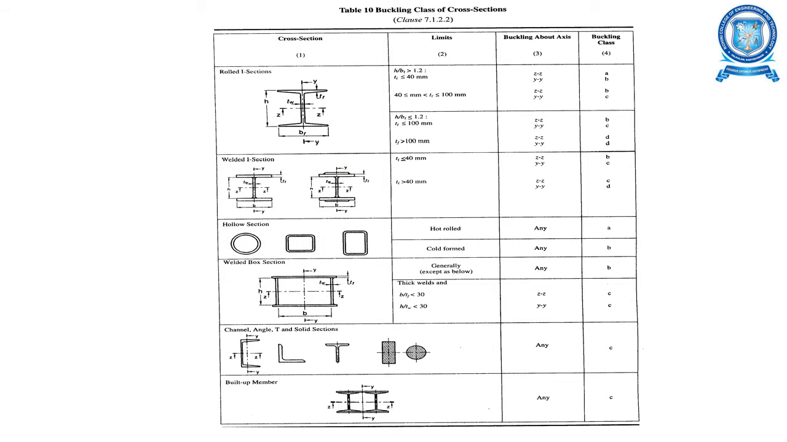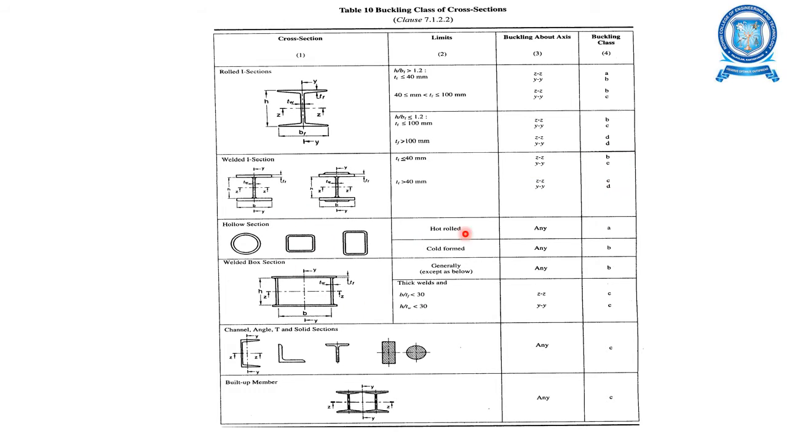So this is the buckling class of different cross sections. This is given in Table 10 of IS 800:2007, page number 44, clause 7.1.2.2. So these are the different cross sections. These are the limits. This is the buckling class about the axis. For example, this is a rolled section. These are the limits. It may act as A, B, C and D. A welded section will act as B, C and D.